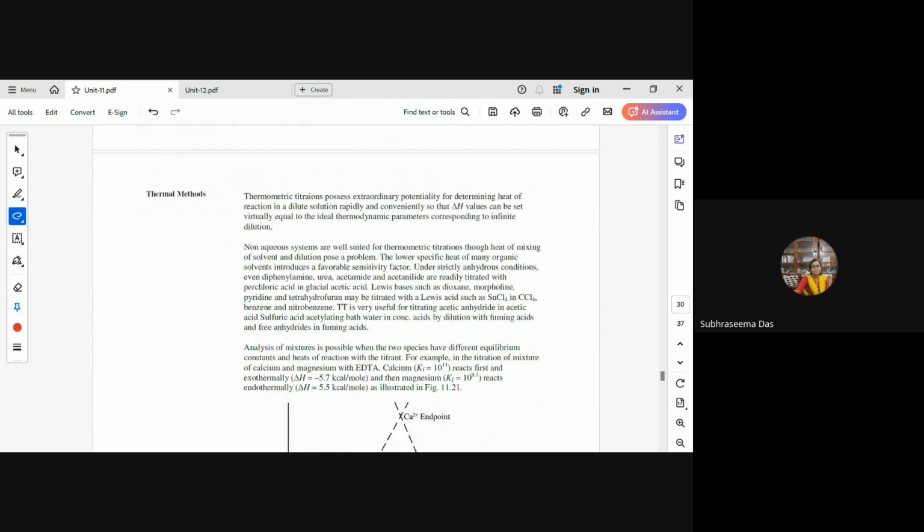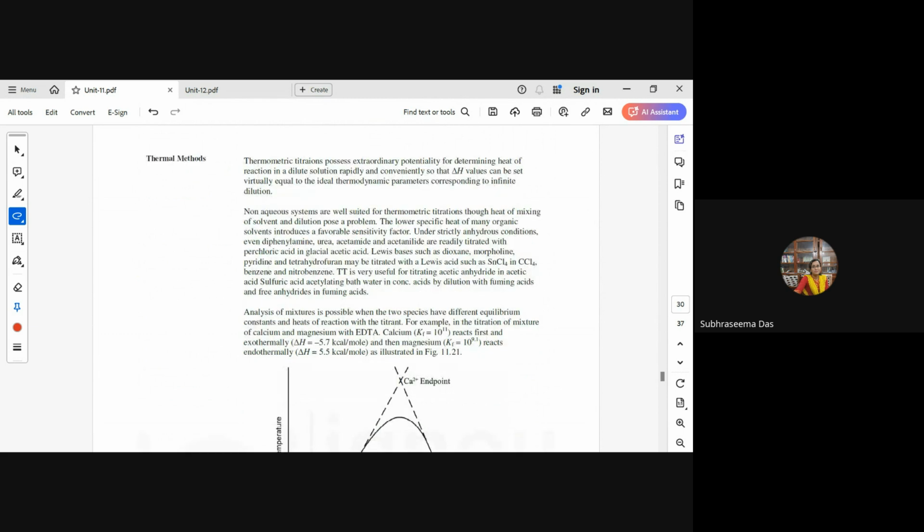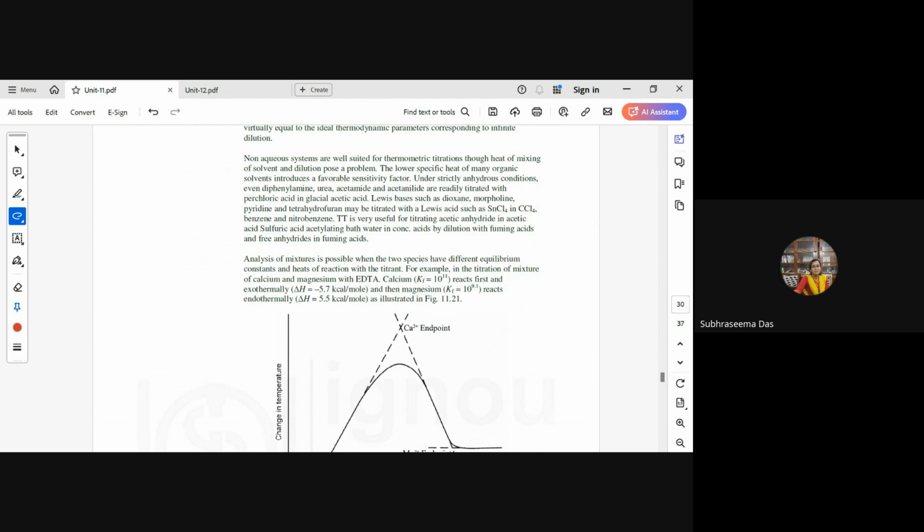Thermometric titration is preferred. Thermometric titrations possess extraordinary potential for determining the heat of the reaction in a dilute solution rapidly and more conveniently, so that the delta H values can be set equal to ideal thermodynamic parameters corresponding to infinite dilution. Non-aqueous solutions are particularly well suited for thermometric titrations, though the heat of mixing of solvent and the dilution poses a problem.